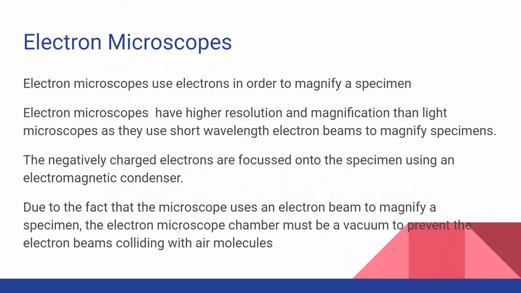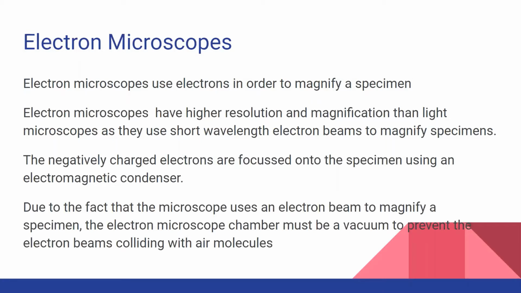On the other hand, electron microscopes are also used to magnify a specimen, but they use electrons. Electron microscopes have a higher resolution and magnification than light microscopes, as they use shorter wavelength electron beams to magnify the specimen. The negatively charged electrons are focused onto the specimen using an electromagnetic condenser.